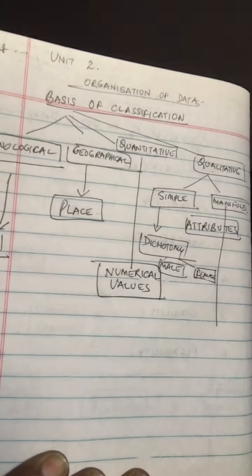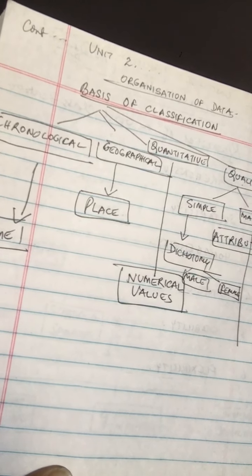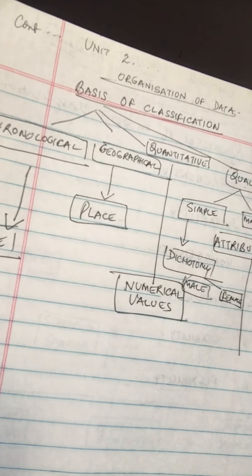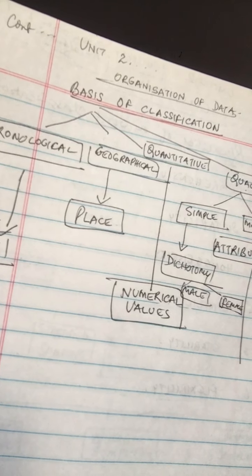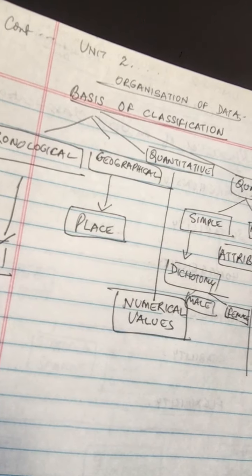And then we have what is known as qualitative classification, which is based on the attributes. For example, it can be rural, urban, literate, illiterate, male, female. So having an attribute or not. So just have a look. Quickly, the method of classification depends, as I said, on the requirement of study, and these are the 4 basic ways of classifying data.